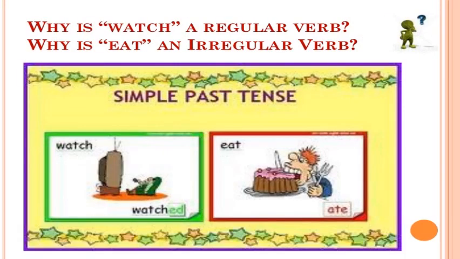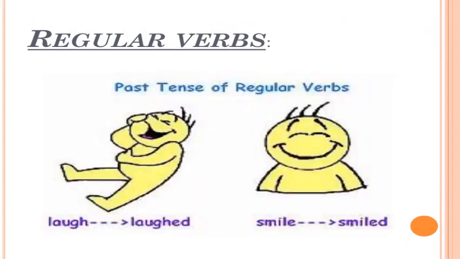Now here comes a question in our mind: why is watch a regular verb? Why is eat an irregular verb? So let's find the difference. Regular verbs and the past tense of regular verbs are laugh, laughed, smile, smiled. You can see here regular verbs usually end on ed or d. If the verbs have e at the end like smile, we add only d.